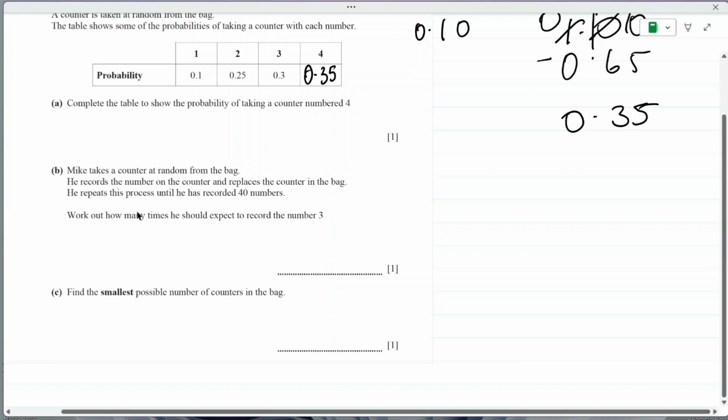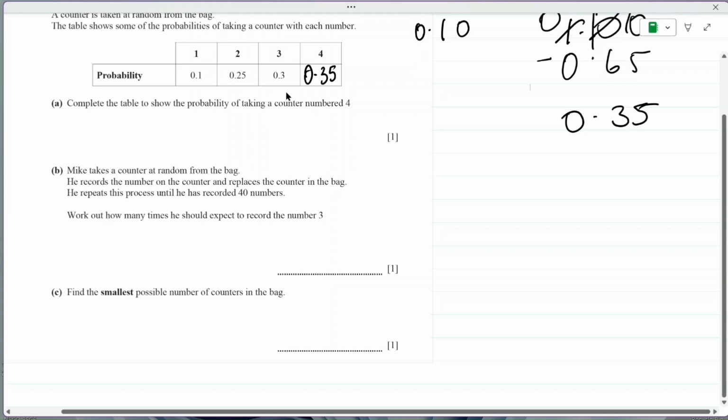He repeats this process until he has recorded 40 numbers. With 40 numbers, you can have like 10 ones, 20 twos, 8 threes, and the rest will be counter 4. But we're not certain. But he did it for 40. Work out how many times you should expect to record the number 3.